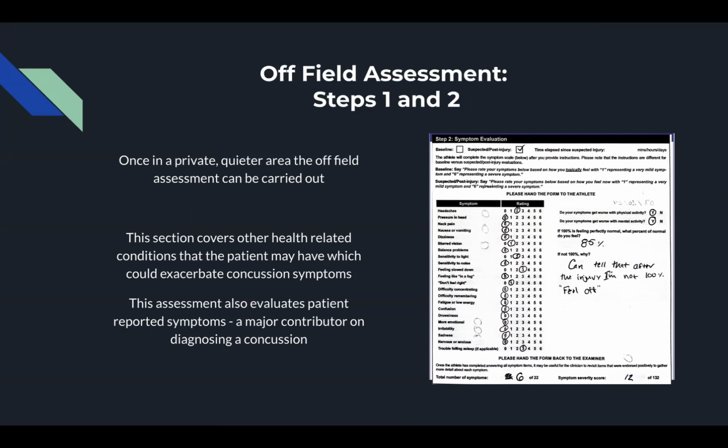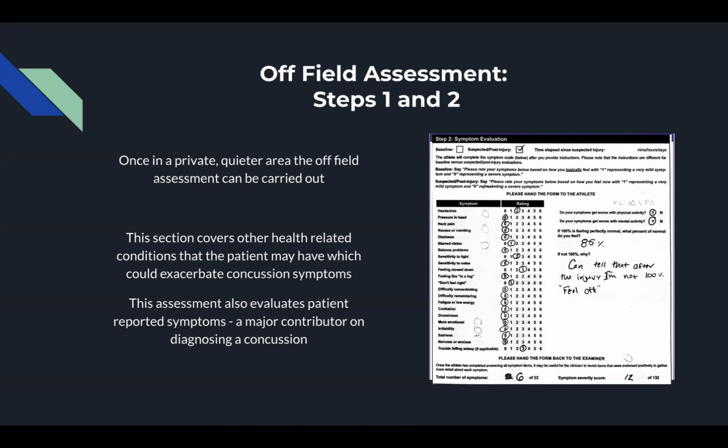Now, moving to the questions to rate. Following the symptom score, you want to ask the patient, do your symptoms get worse with physical activity? Indicating yes or no, and they indicated yes. Do the symptoms get worse with mental activity, i.e. homework, thinking about things? The athlete indicated yes.